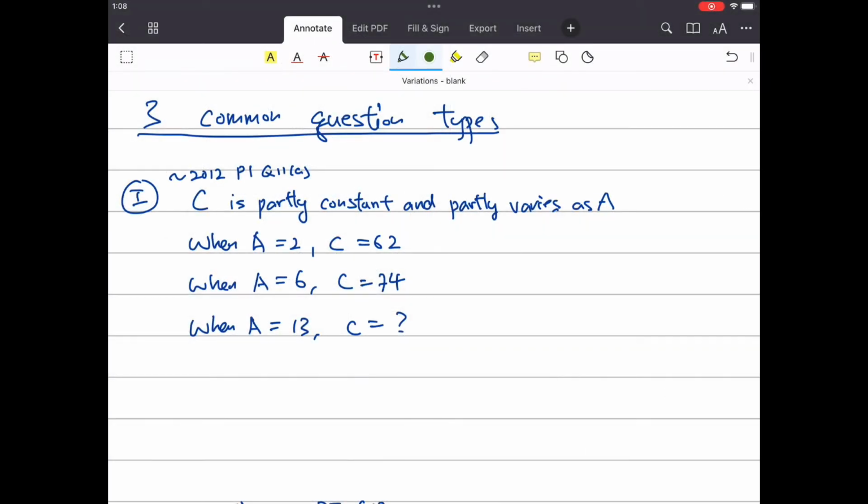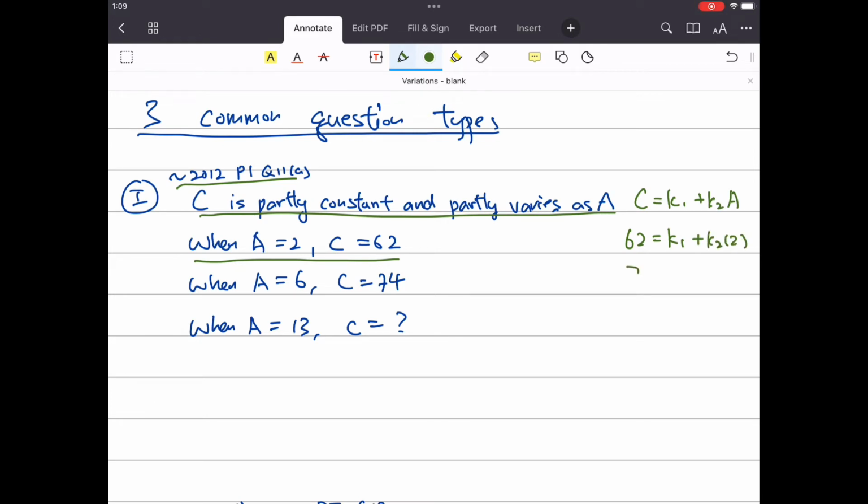For the public exam, there are three common question types. Here is the first one, which is similar to the question in the paper 2012. C is partly constant and partly varies as A. Therefore, we can write down C equals to k1 plus k2 times A. You will see there are two sets of values given. So we put A by 2 and C by 62 like this. And then for the second set of values, we put C by 74 and A equals 6.